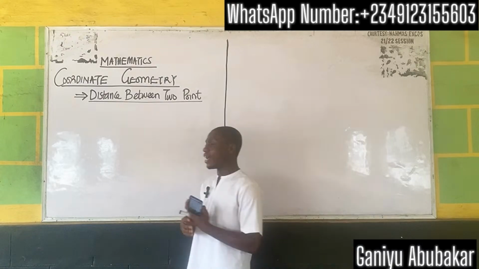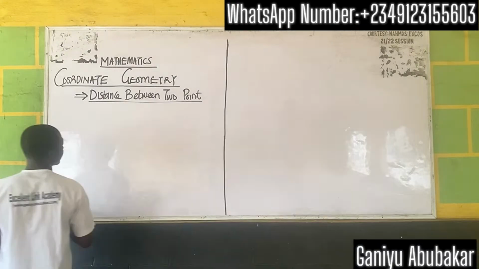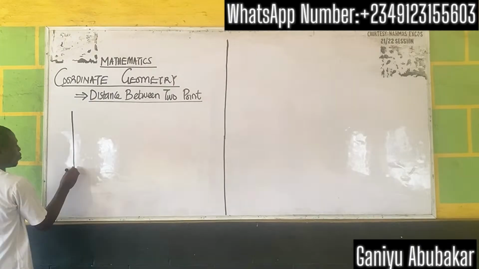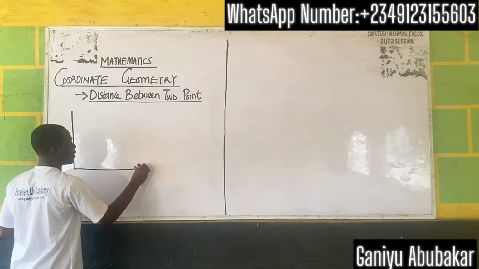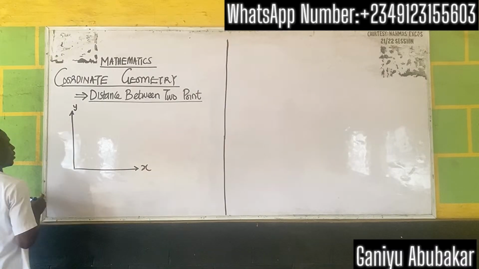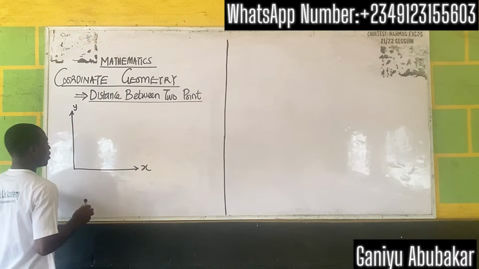Let's say I have a Cartesian coordinate. I have a coordinate this way. This is x here. This one here is y here. All right.